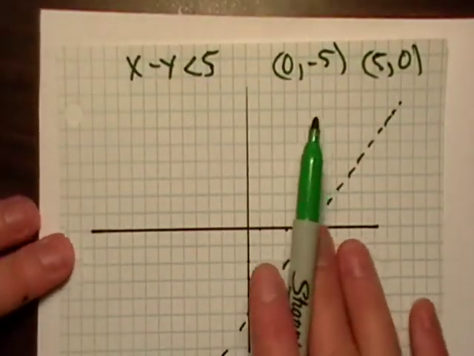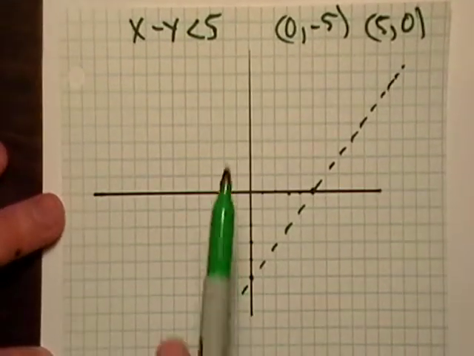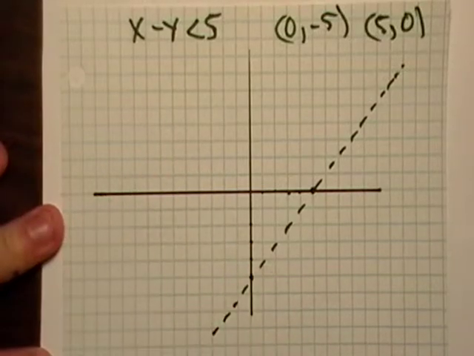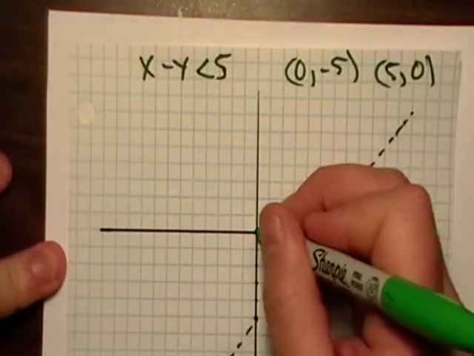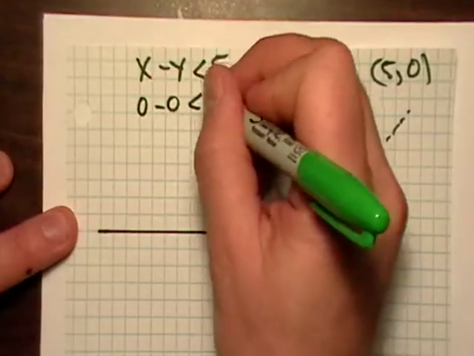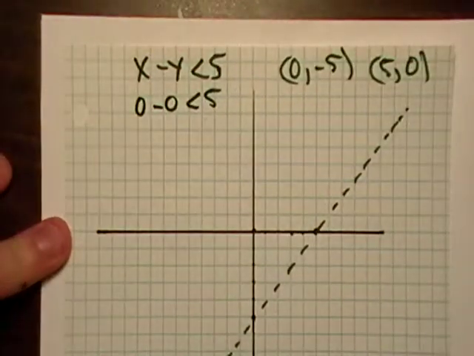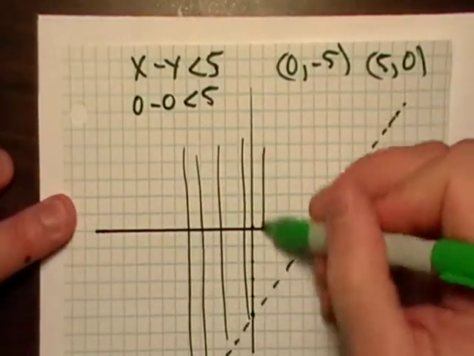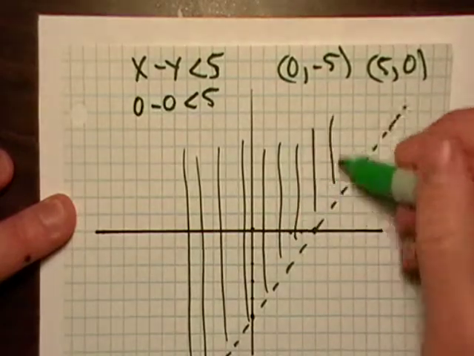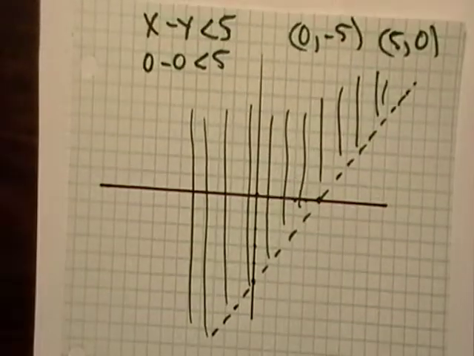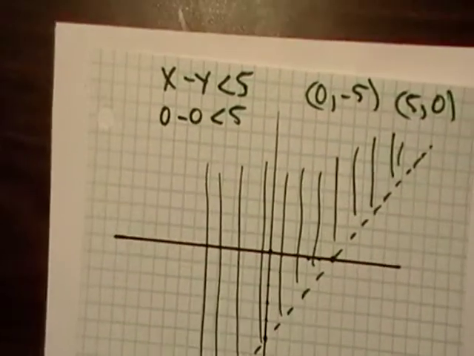Okay, now back to the other deal. I just got to determine which side of this graph I want to shade in. So I'm going to pick 0, 0 right here because that's easy to work with. And I get 0 minus 0. Well, that is certainly less than 5. So we can go ahead and shade in this portion of the graph. But we're just not going to include the actual value of the graph in this. Okay? So that is that.